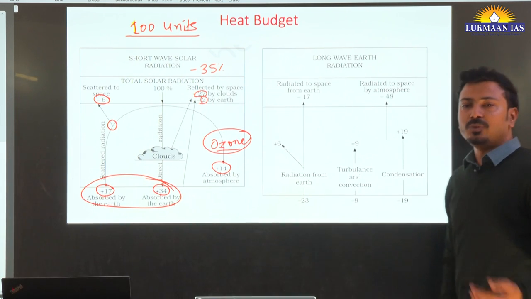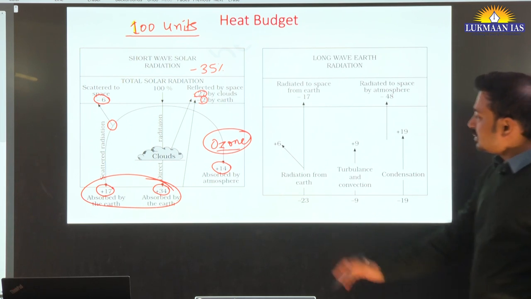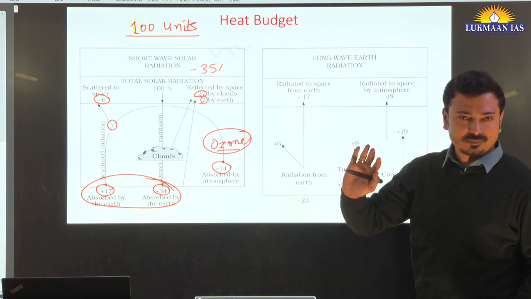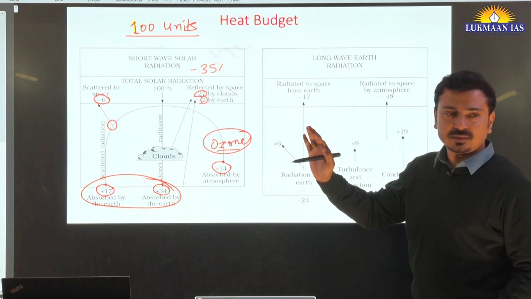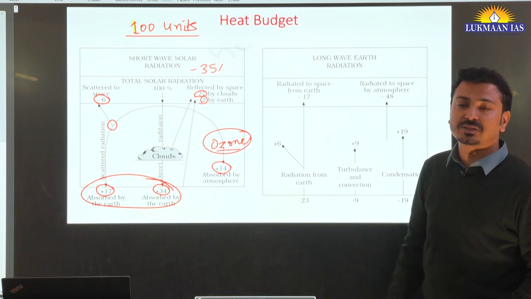Now, the outgoing budget. Outgoing budget. मतलब ये जो 65% है ना वो वापस चला जाना चाहिए अभी, राइट? It should go back to the space. 35% is already gone. Now the remaining 65% should go back to the space.